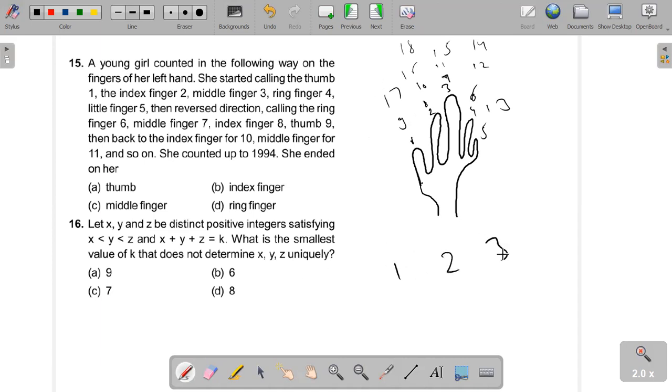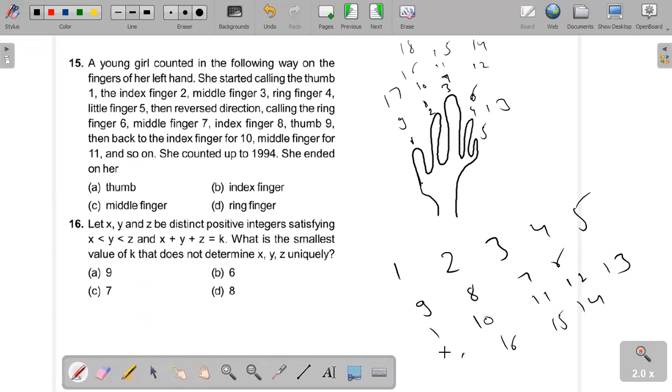Okay. So ultimately we have to find 1, 2, 3, 4, 5, and from here 6, 7, 8, 9. This is one group. Then this is 10, 11, 12, 13, then 14, 15, 16 and 17. Then this would be 18, 19, 20, 21. So you get to know that it is some group or cluster formation, and we have to find where 1994 would lie.